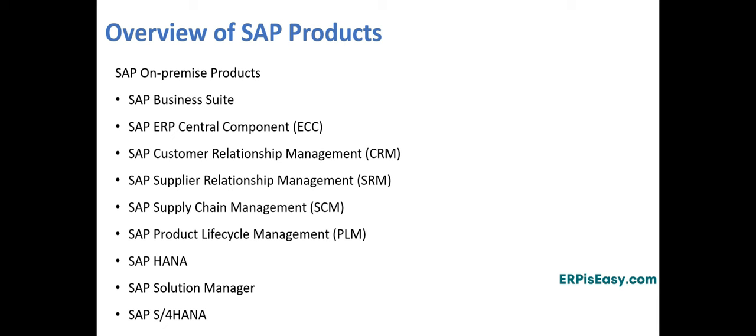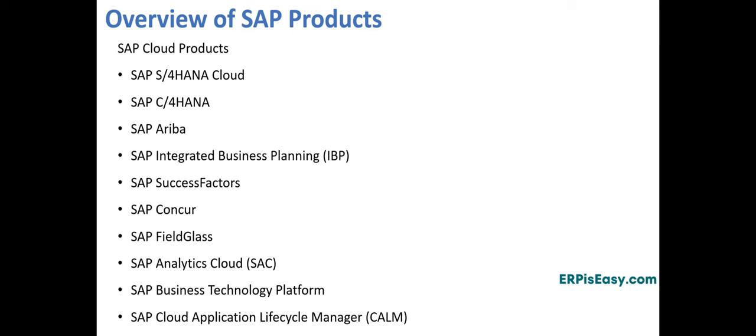We have SAP on-premise products. So we are going to talk about SAP Business Suite, ERP Central Component, which is also known as ECC, Customer Relationship Management, Supply Relationship Management, Supply Chain Management, Product Lifecycle Management, SAP HANA, which is the in-memory database, SAP Solution Manager, and the next generation ERP software, SAP S/4HANA.